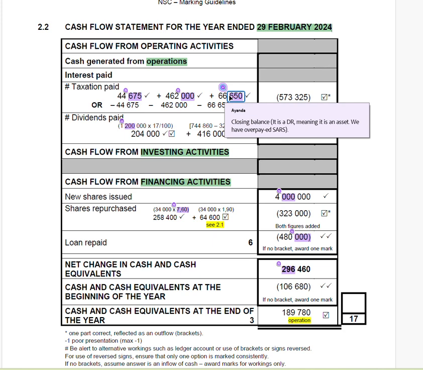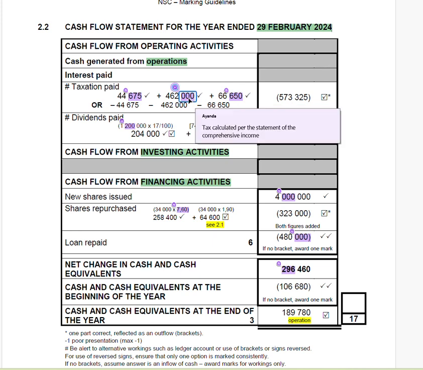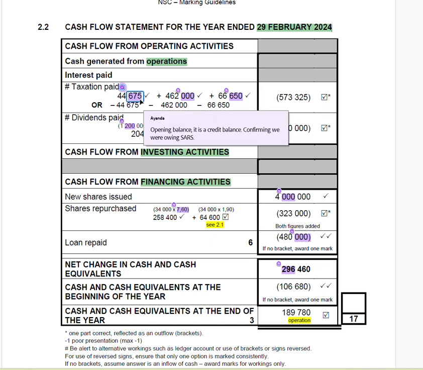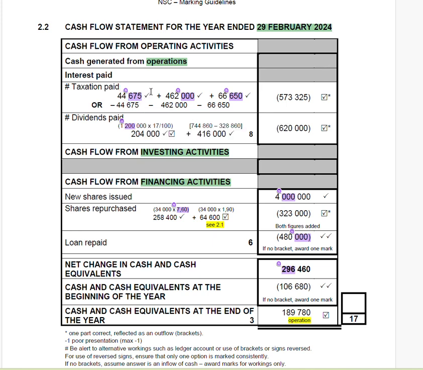That means the first payment that I've made is 66,650. The amount that is owed per the statement of comprehensive income, and the amount that was owed when we opened our books at the beginning of the year. And then if you add all these amounts, you're going to get a minus 573,325. So this is a minus. It should be in brackets because it is an outflow.